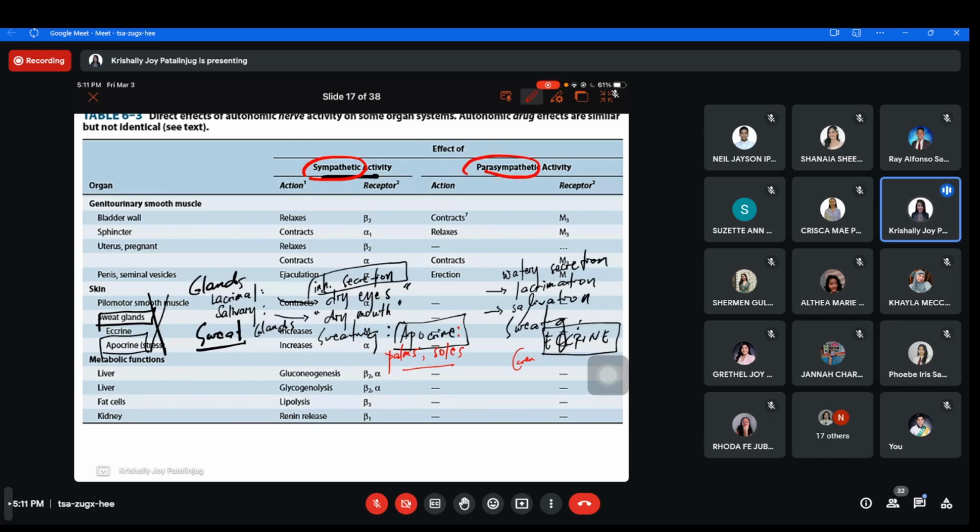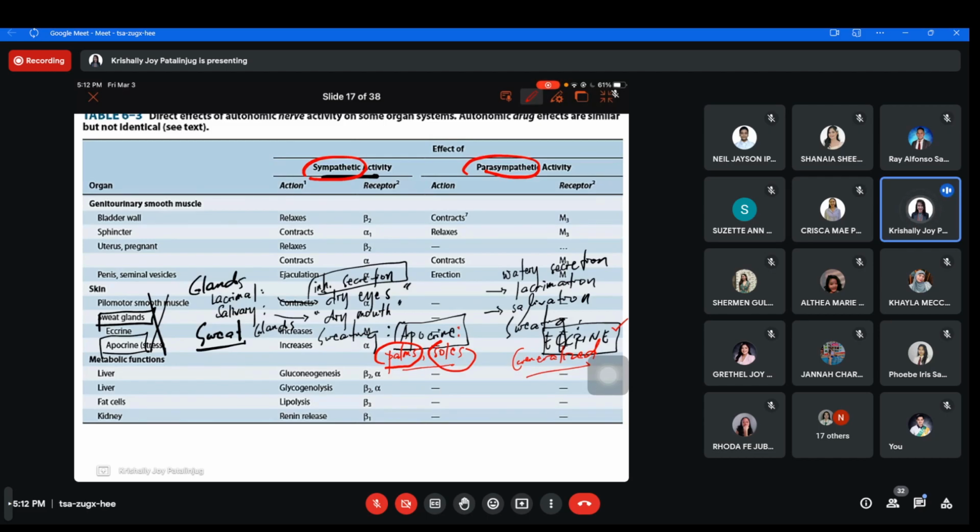Whereas kapag naman parasympathetic, generalized ito nga sweating. Generalized sweating. So kumbaga, general sweat glands ng katawan. Okay, halimbawa sa likod. Di ba, very common yan. Sa likod ng katawan, sa braso, sa hita, sa armpit. Yun, nandoon yung mga eccrine sweat glands. So in short, kapag nagpapawis yung buong katawan, that is parasympathetic. Okay? And then kapag naman sympathetic, localized lang, localized. Okay, yung sweating.